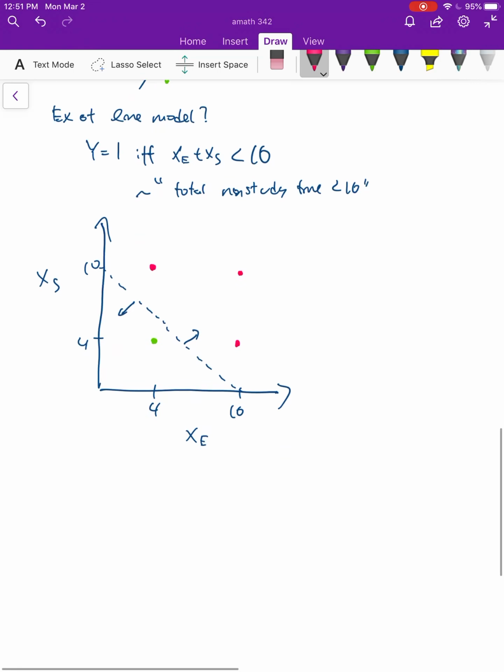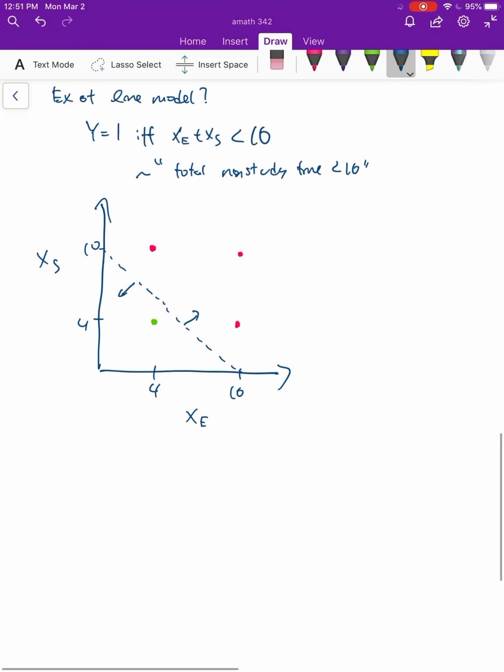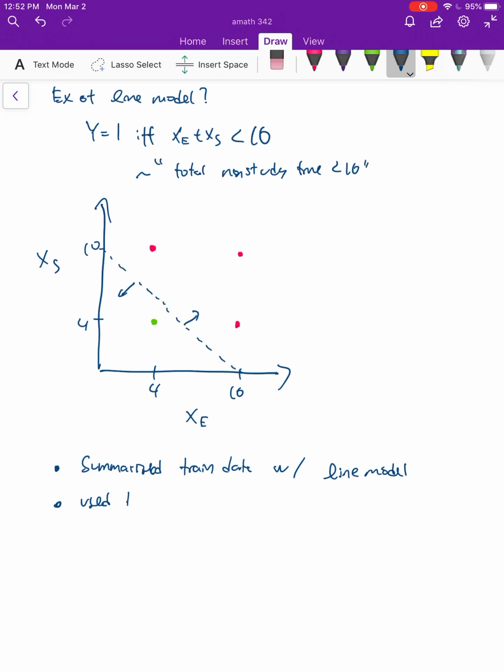All right. Okay, so what have we done here? We have summarized the training data with this line model, and then we use the line model to predict the missing labels.